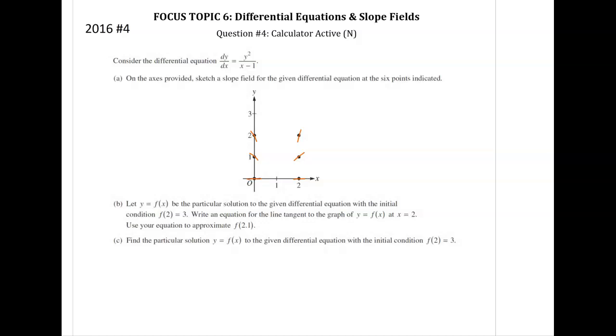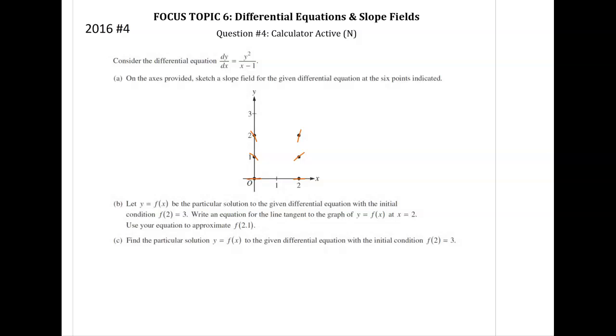Part A was worth 2 points, by the way. 1 point for your slanty ones and 1 point for your horizontal ones. Part B, let y equals f of x be the particular solution. It's tempting to actually solve it here, but that's not what they're asking me to do. Write an equation for the tangent line and use it to approximate f of 2.1.